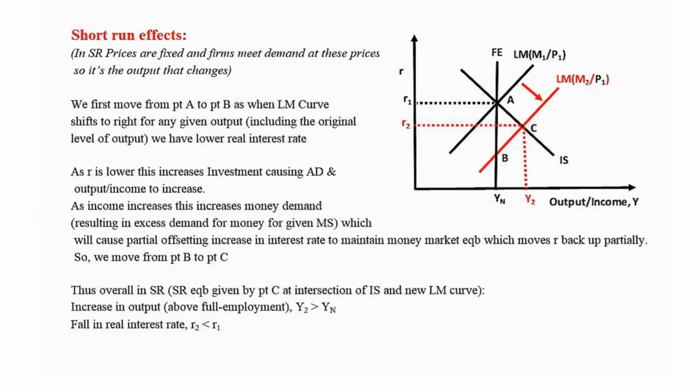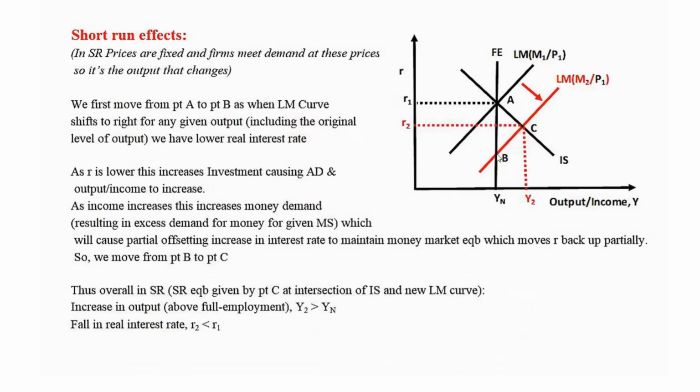Now let's analyze the short-run effects of this increase in the nominal money supply. In the short run, prices are sticky and firms meet demand at these prices, so it's the output that changes. So initially, we start from point A, and then as the LM curve shifts towards the right, we move to point B. Because when the LM curve shifts towards the right, then at any level of output, including the original level of output Yn, where we started with, real interest rate is lower. So that's why we move from point A to point B to begin with.